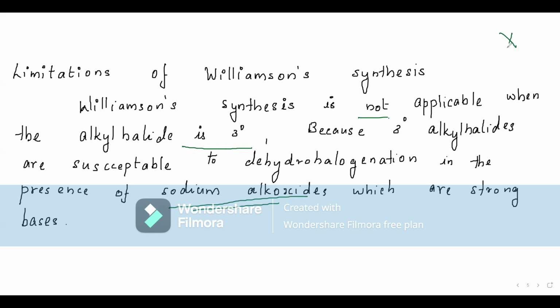So this is very important. This is a give-reason question. Williamson synthesis is not applicable when the alkyl halide is tertiary. The reason is that tertiary alkyl halides undergo dehydrohalogenation in the presence of sodium alkoxides because sodium alkoxides are strong bases. So this particular reason has to be compulsorily written. Sodium alkoxide is a base.